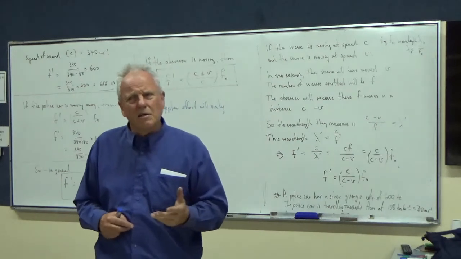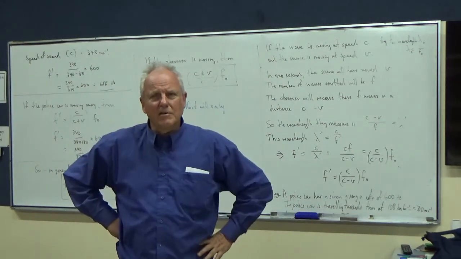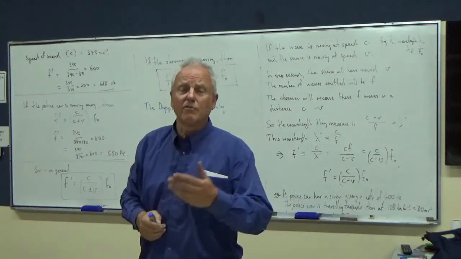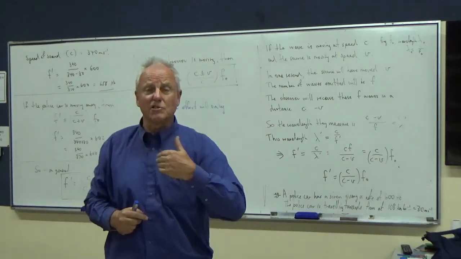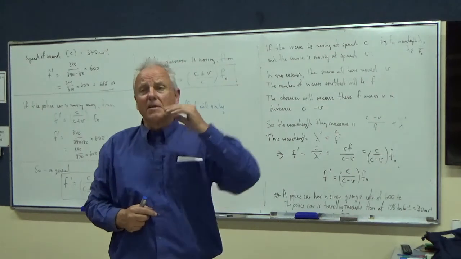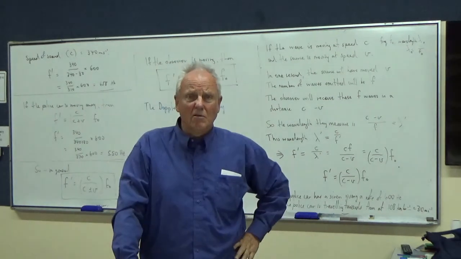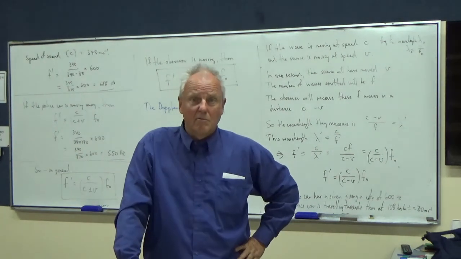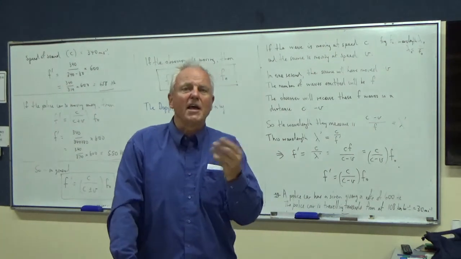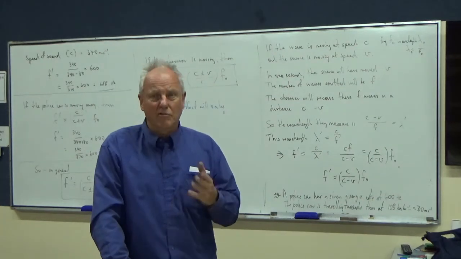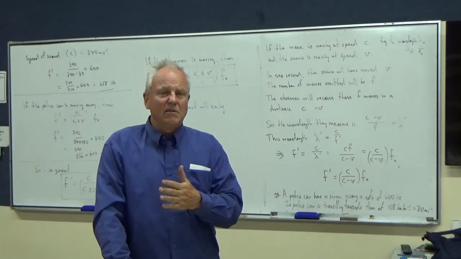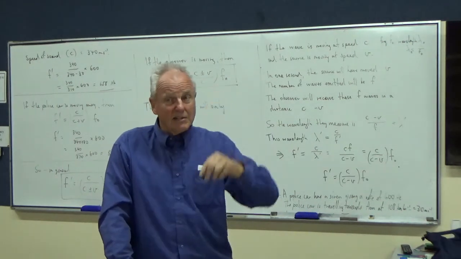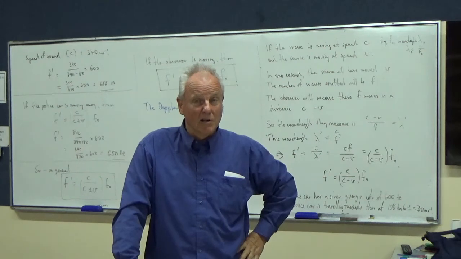Similarly with light. Light's travelling at 3 × 10⁸ metres per second. If I'm moving a torch towards or away from you, or the police car is coming towards us at 30 metres per second, do the coloured lights look different? No. Only because they are different, but so little. It's 30 out of 300 million, 3 × 10⁸. So that's 1 in 10 million. You can't see that change in frequency or wavelength of light.